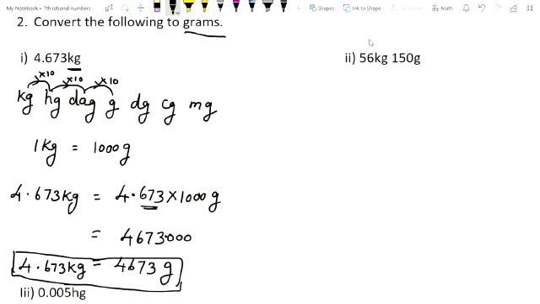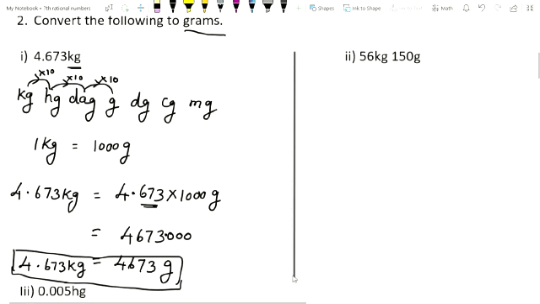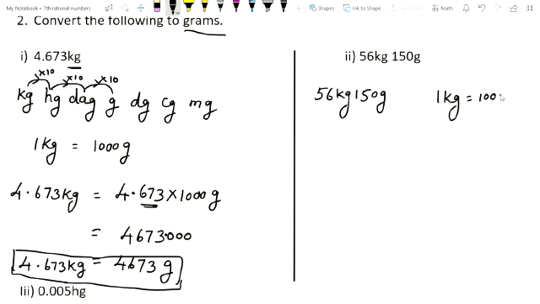Okay, children. So the next question. 56 kilogram, 150 gram. So we are going to convert. You know very well 1 kilogram equal to 1000 gram. So 56 into 1000 gram plus 150 gram. Because it is already in grams, no need to convert. This one you just keep it as it is.